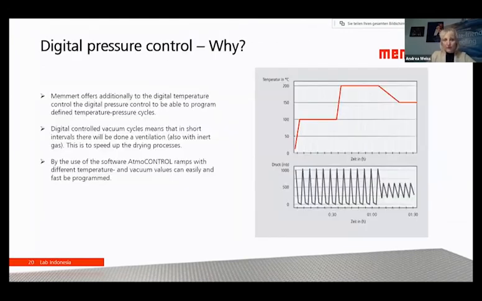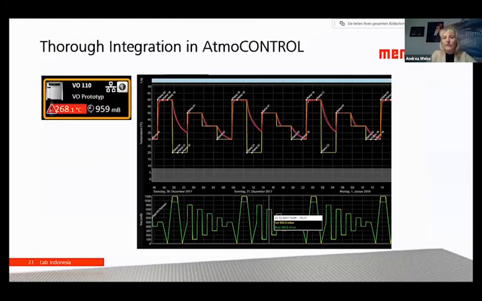And very important also, the digital pressure control. So that means we can do some rampings in regard to temperature, in regard to the pressure. So that means in order to heat up and to fasten the drying process, we can do the different rampings, and that can be set directly on the software, and then you can upload the program to a vacuum oven, and you can do the programming via different temperature ranges and also via different pressure ranges.